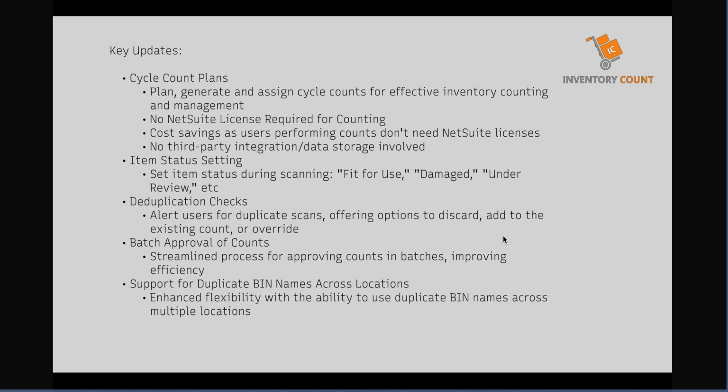Your AR team could just approve the counts, and we have a process that would run in the background every few minutes that would pick up these approved counts and process them to create the inventory adjustments as needed. We do have reports and notifications built in to provide a status on what's going on with these approval batches. And last but not the least, we now support multiple duplicate bin names across different locations as well. This is not available in the 23.2 version.